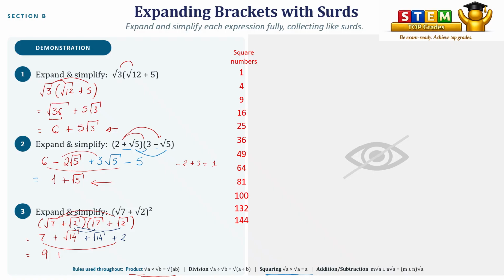And then we're going to combine these two surds. Okay, so this is the addition rule, which gives us, therefore, remember, there is a 1 here, there's a 1 here, that's 1 plus 1, that gives you 2 root 14. And here is your answer.